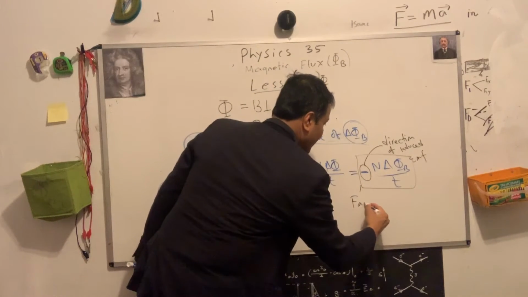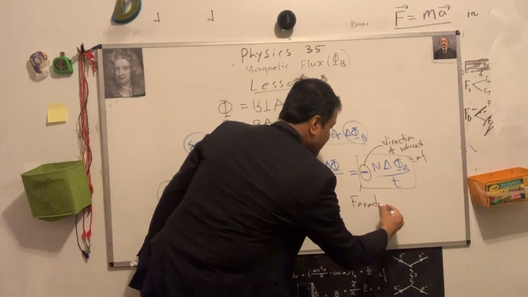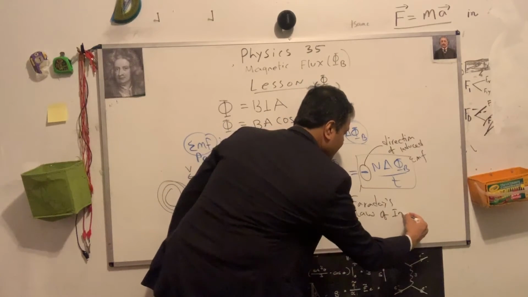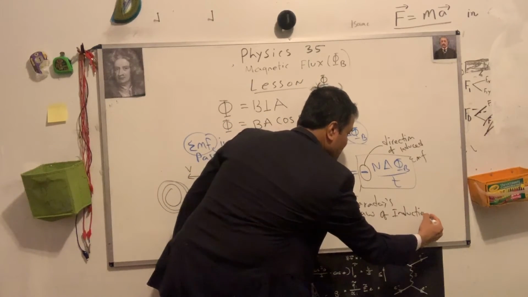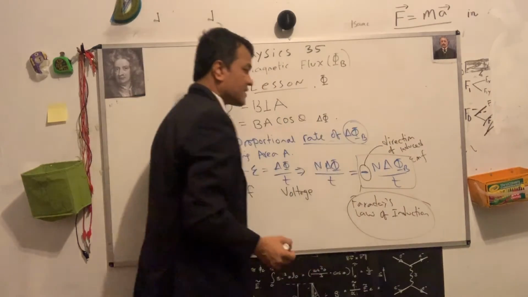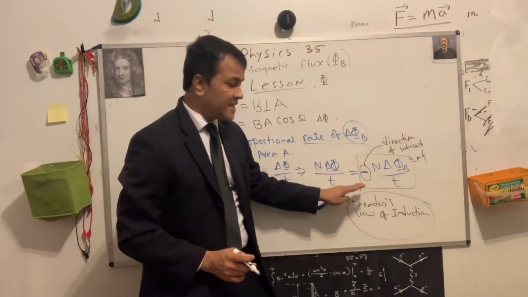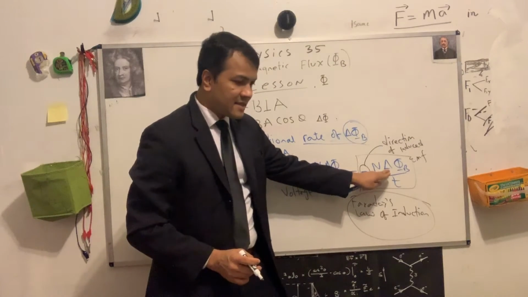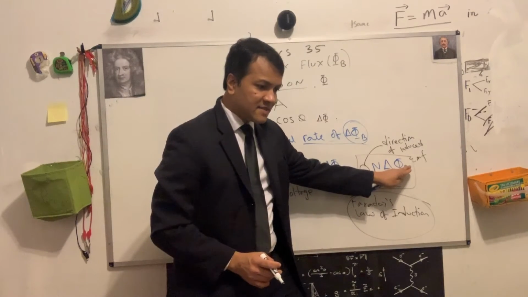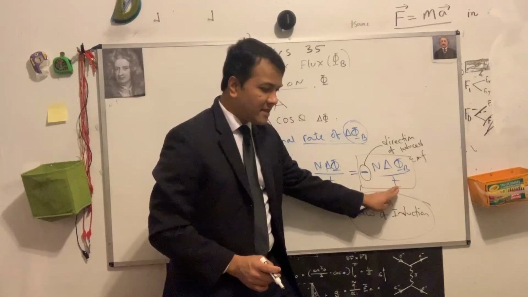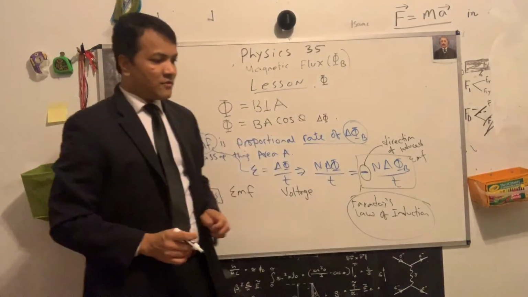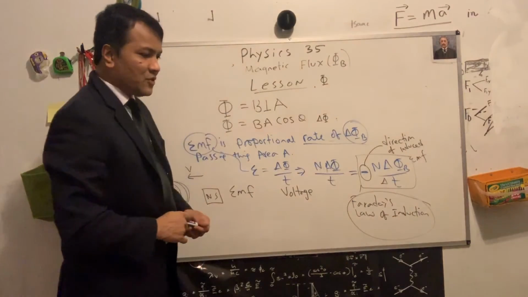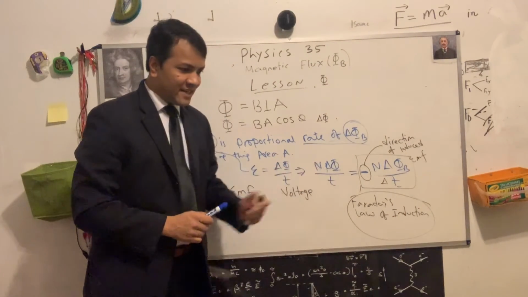Faraday's law of induction. This is one of the most beautiful equations in physics. Negative N, which is the loops, delta magnetic flux over change in time. Okay, what can we do with Faraday's law of induction?